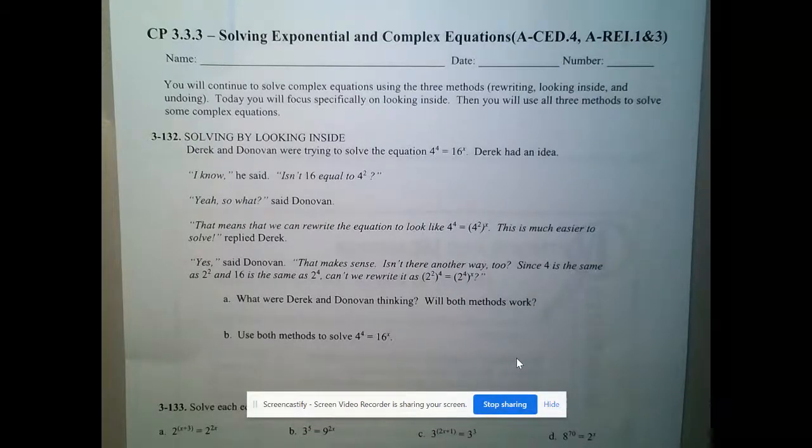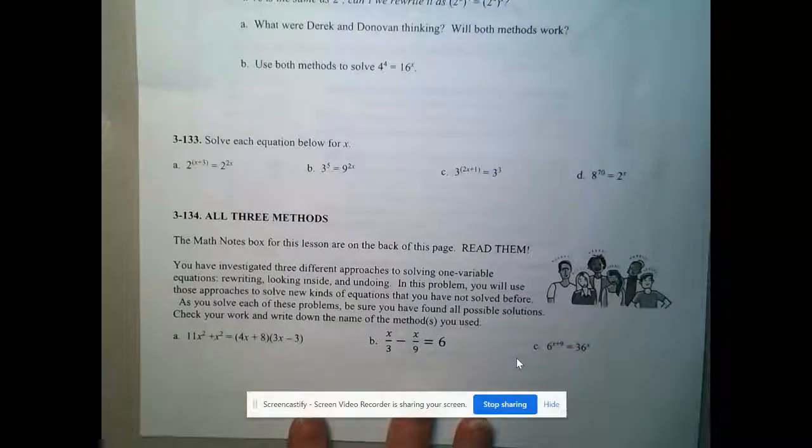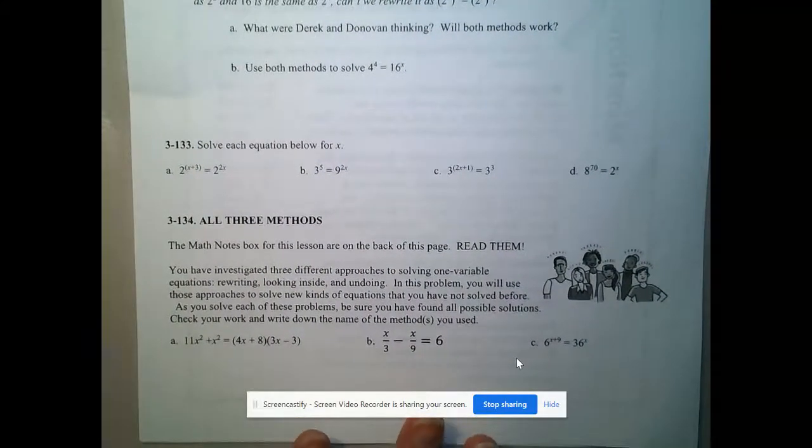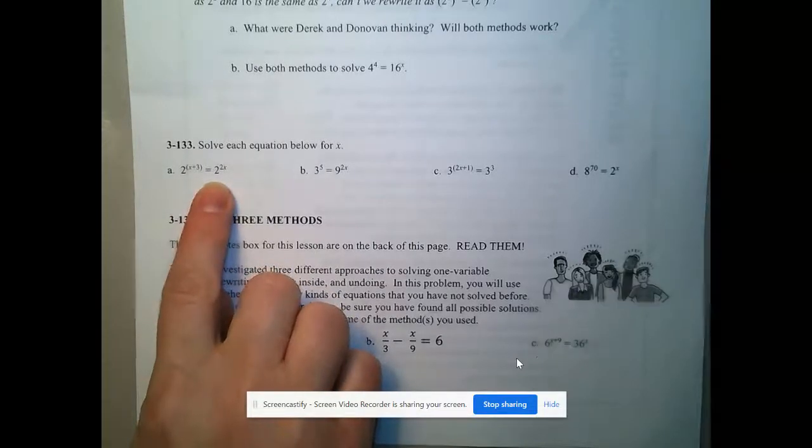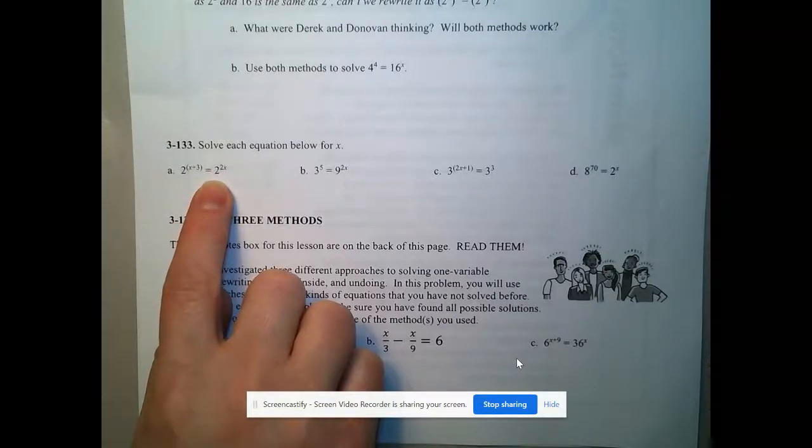So I want to skip right down to the examples in 133 because you can read the top half of this page in the filled in notes. So let's talk about the action. The action happens when you look at a left side of an equation and a right side of the equation, and they already have the same base or they could have the same base.